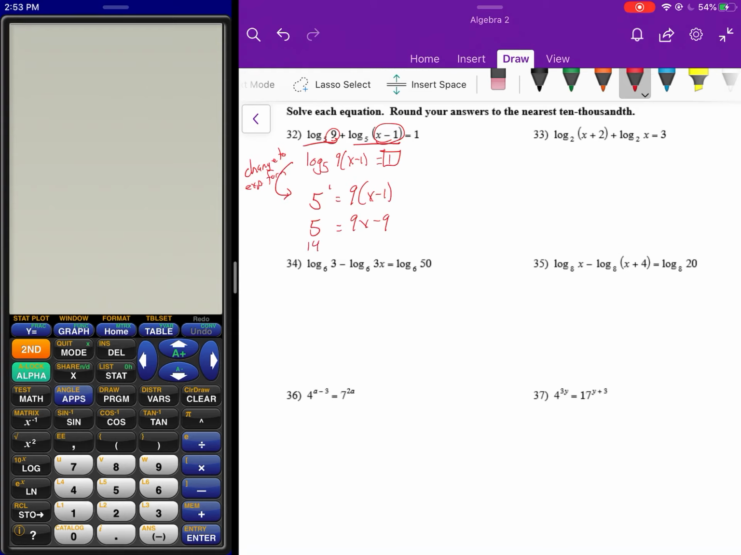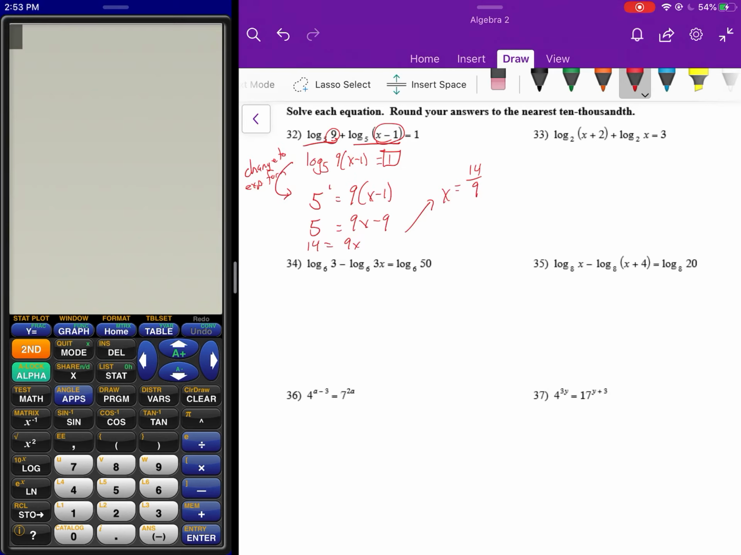Add 9 to both sides. So we get 14 equals 9x. And divide both sides by 9. And you get x is equal to 14/9. And if you want a decimal approximation, you could divide that and get an answer. So that is the value of x.